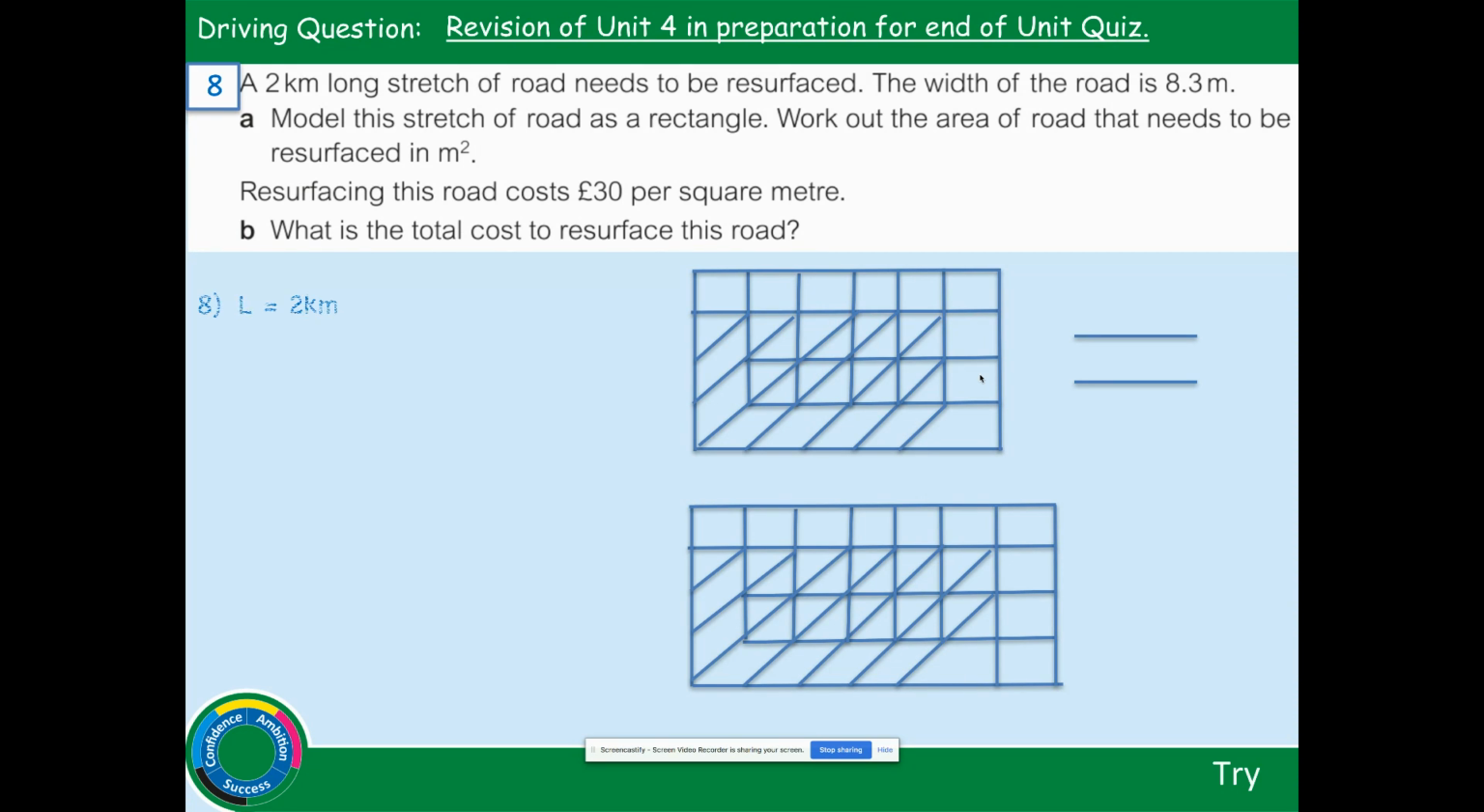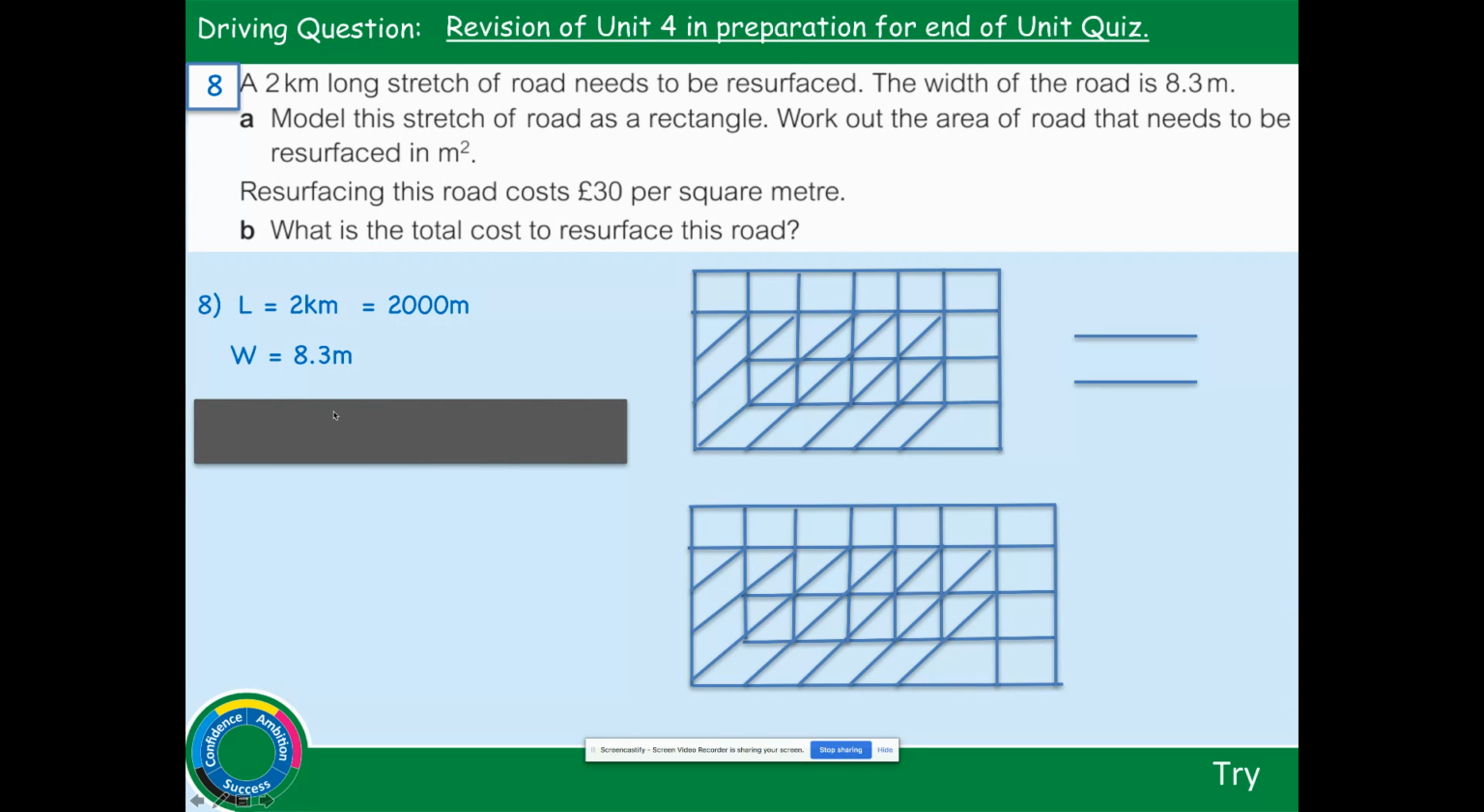Okay, so we know the length of the road is 2 kilometres. It tells us in the question. We know the width of the road is 8.3 metres. So now we look here and think, we've got different units. Let's convert this to metres. Remember, there's 1,000 metres in a kilometre, so I've got 2 kilometres, that's 2,000 metres. Now I'm going to work with that number and that number because they're both the same units of measure.